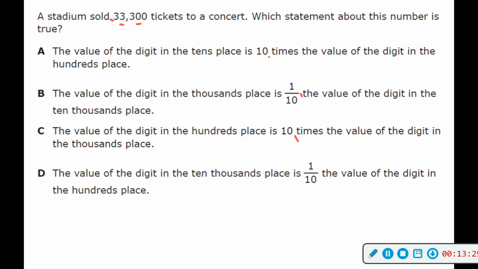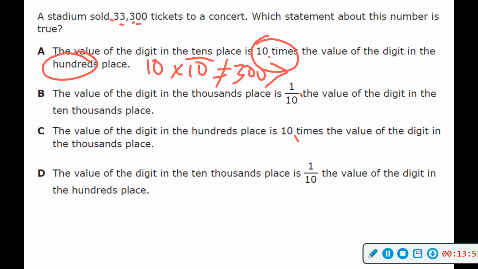Is the digit in the tens place 10 times, meaning greater, the value of the digit in the hundreds? Since the tens place is 0 and the hundreds place is 3, we know that 10 times 10 does not equal 300. Therefore, A is wrong for that reason.